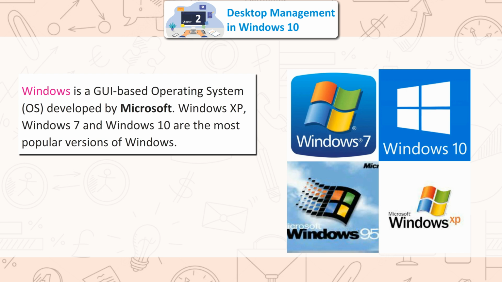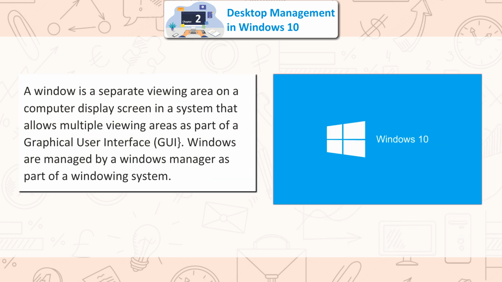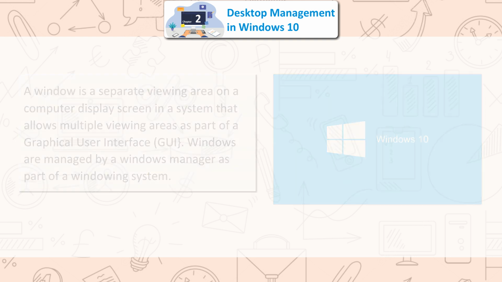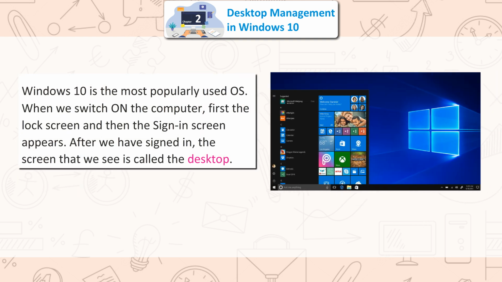Windows is a GUI-based operating system (OS) developed by Microsoft. Windows XP, Windows 7 and Windows 10 are the most popular versions of Windows. A window is a separate viewing area on a computer display screen in a system that allows multiple viewing areas as part of a graphical user interface (GUI). Windows are managed by a Windows Manager as part of a windowing system. Windows 10 is the most popularly used OS.